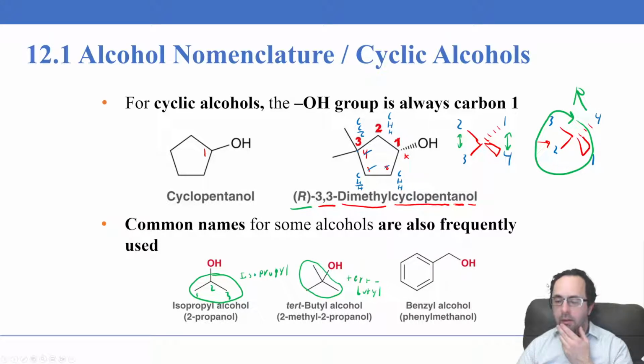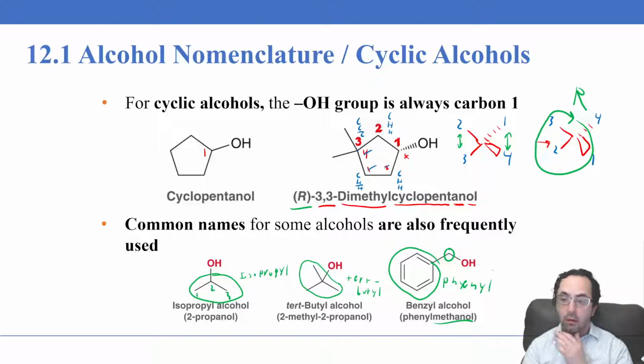Finally, here we have phenylmethanol. So here, the parent chain only contains 1 carbon. That's what we call it, methanol. Then it has this group here, which is called a phenyl group. So notice here that the parent chain is the 1 carbon. Why? Because that contains the alcohol, and that's the highest priority.